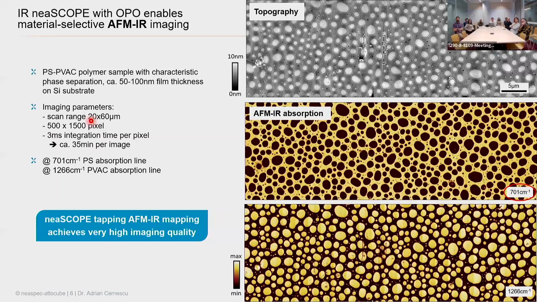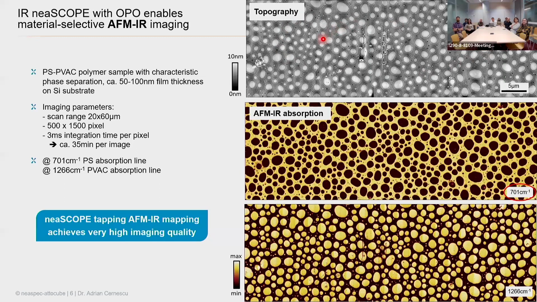This is a large image. This is a 20 by 60 micrometer image. This is recorded with the so-called AFM-IR measurement mode, measuring the photothermal expansion of the material as a function of frequency. And this is again a polymer blend. It's a mixture of polystyrene and PVAC.